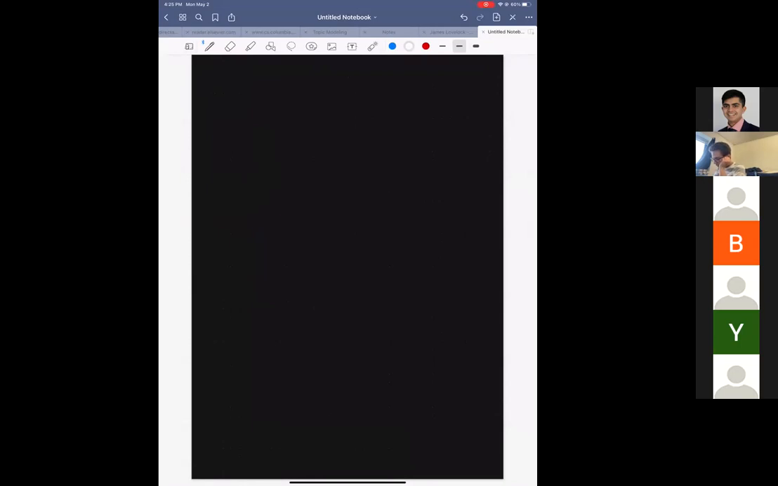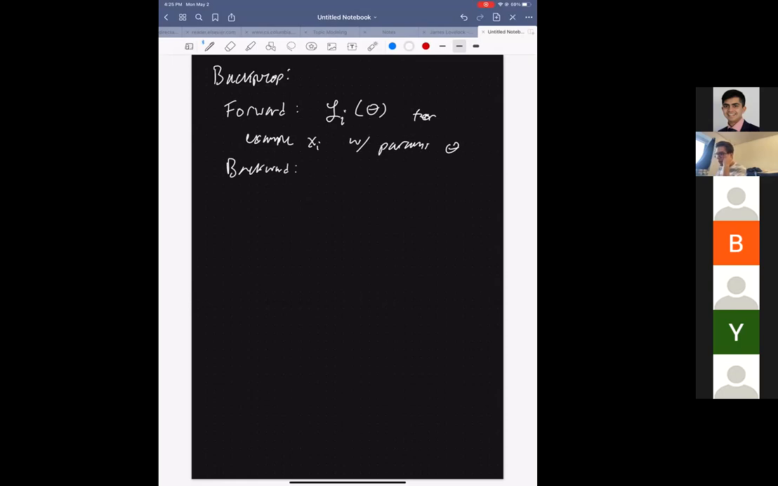So now let's actually look at what backpropagation really looks like. So it's sort of a two-step process. First we have the forward pass where we compute the loss for some given example i with parameters theta. And then in the backward pass, we propagate the gradient of the loss backwards through the network.